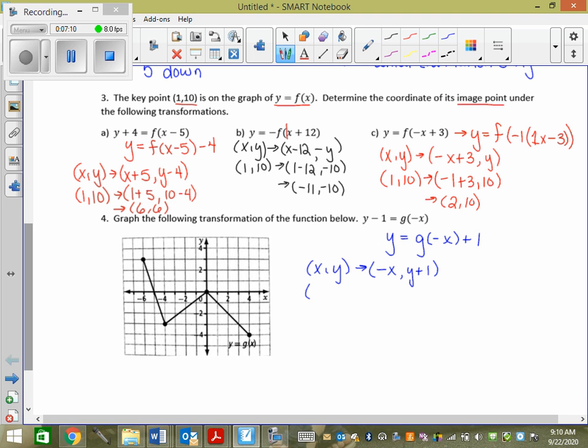So my first coordinate is negative 6 and 3. It's going to become negative negative 6, comma 3 plus 1. So it's going to become 6 and 4. Then I have negative 4, negative 3. And I'm going to get minus a minus 4, comma negative 3 plus 1. So I'm going to get 4 and negative 2.